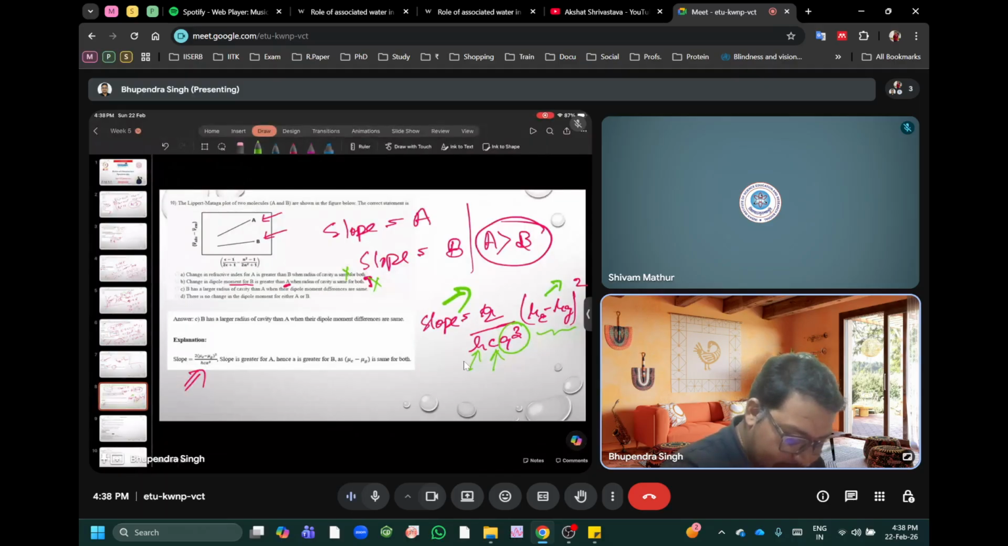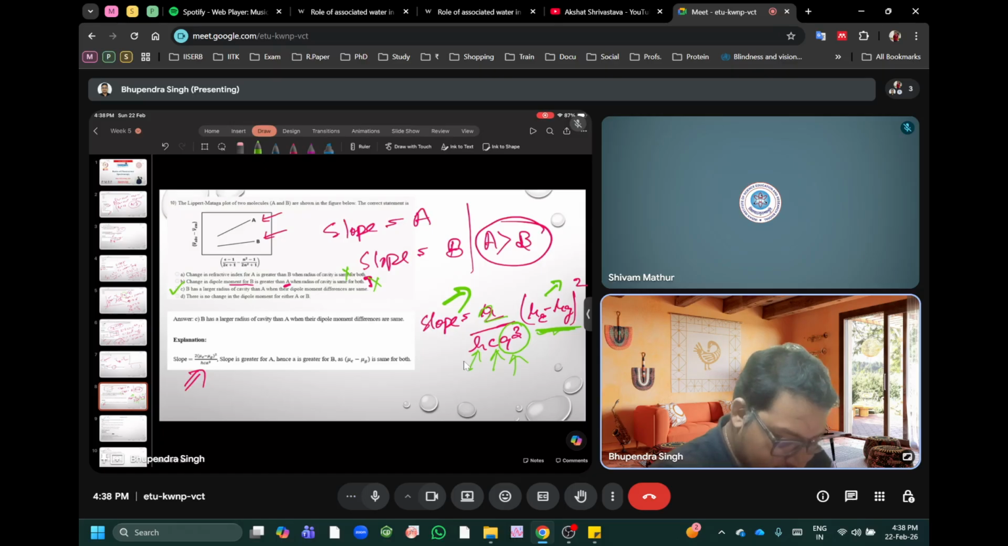Okay. Next, B has a larger radius of the cavity than A when their dipole moment differences are same. So option C is saying this portion, μe minus μg, is fixed. 2 is a number, hc is fixed. They are varying the a. So if B has a larger radius of cavity, the slope of B molecule will be less than A. That is what the figure is also saying, the same information you are getting from the figure. So this option is right.